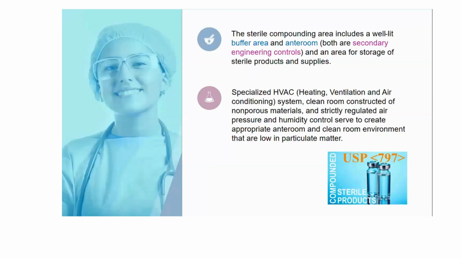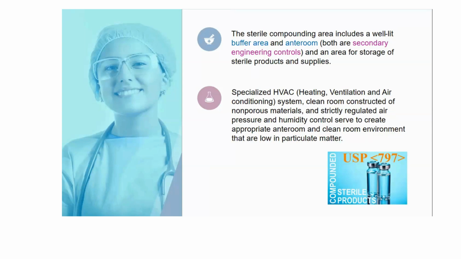The sterile compounding area includes a well-lit buffer area and ante-room. Both are called secondary engineering controls, and it also contains an area for storage of sterile products and supplies. A specialized HVAC system, clean room constructed of non-porous materials, and strictly regulated air pressure and humidity control all serve to create appropriate ante-room and clean room environments that are low in particulate matter.